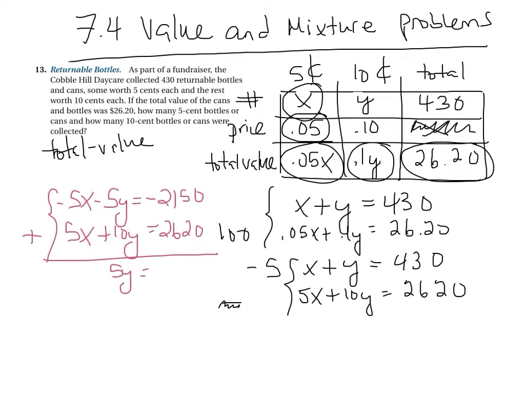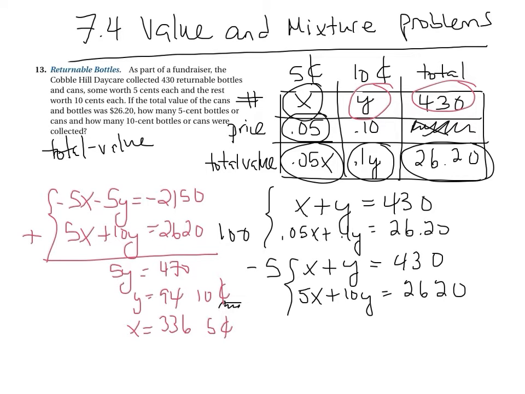We get 5y equals, let's grab the calculator, 2620 minus 2150, 470. And we divide by 5, and we come up with 94. And remember, y is the number of 10-cent cans. So there must be 94 10-cent cans. And to find the number of 5-cent cans, we can just subtract from 430, and we see there are 336 5-cent cans, and 94 10-cent cans.